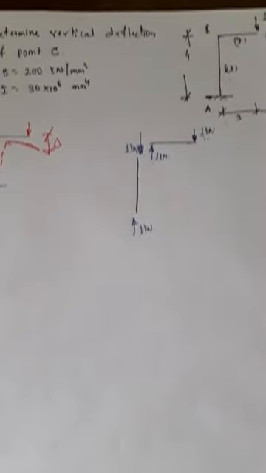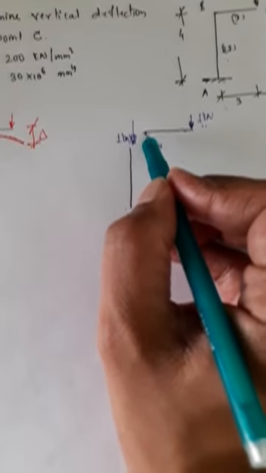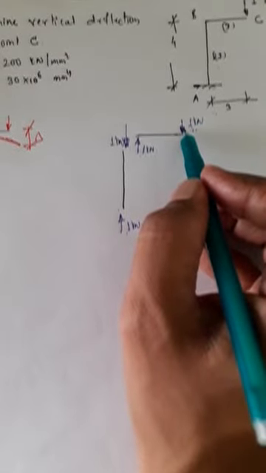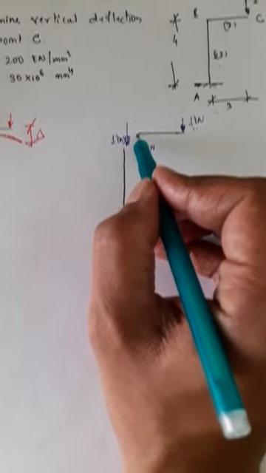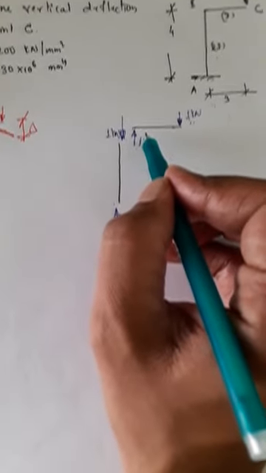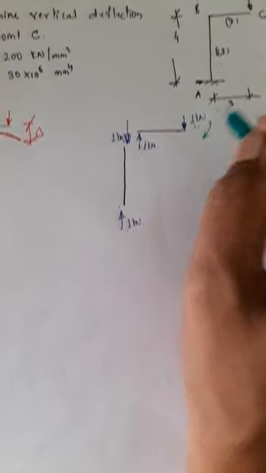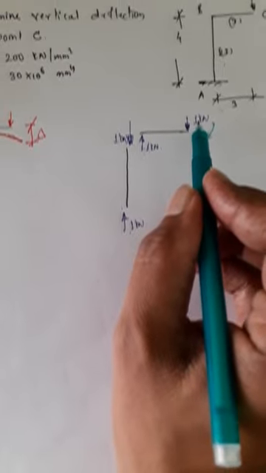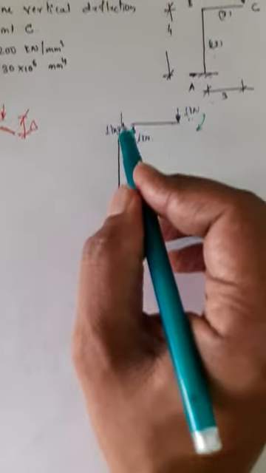Now, let us consider the bending moments. At this end, what is the bending moment acting? Because of the given load into distance, this distance is 3. Bending moment at this end is 1 into 3 kilonewton meters. It is going to act in this direction. Now I have to apply a couple opposite to this, so that summation M is equal to 0 is satisfied for this section BC.